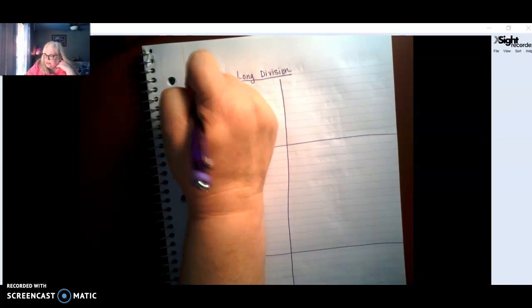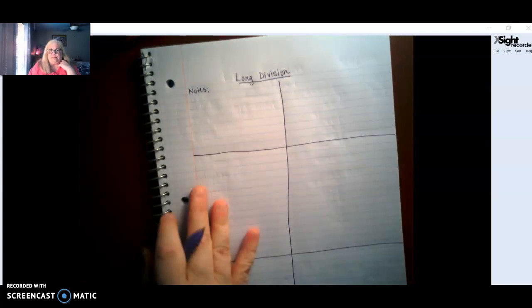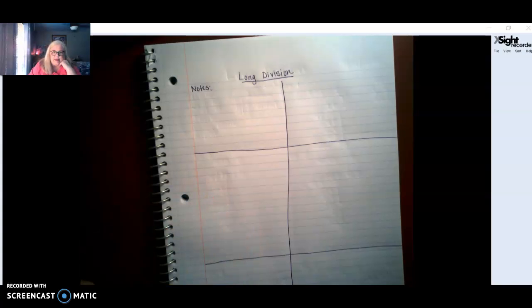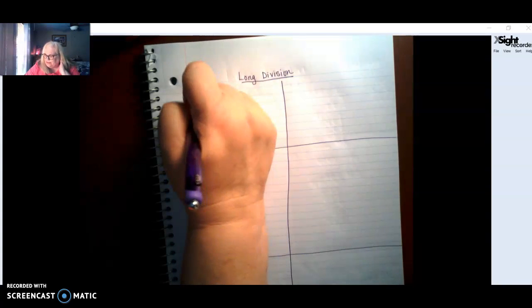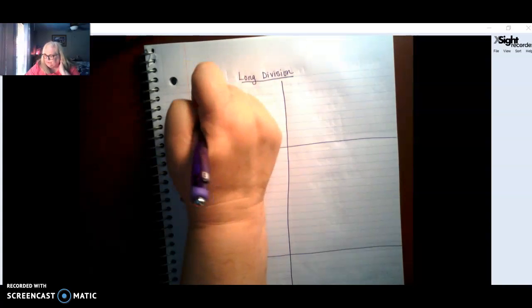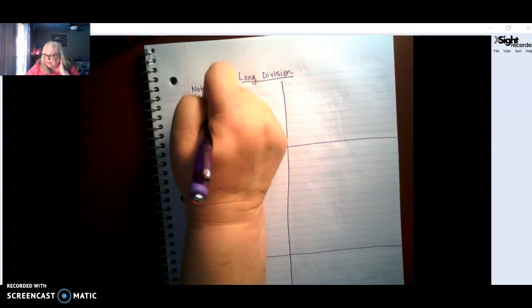Our first box is going to be our notes. So this is going to be our brief little reminder of how we do long division. The first thing that you might have heard is a mnemonic called "Does McDonald's sell cheeseburgers?" That's a reminder for the steps needed to complete long division. So the first step is to divide. Does stands for divide.